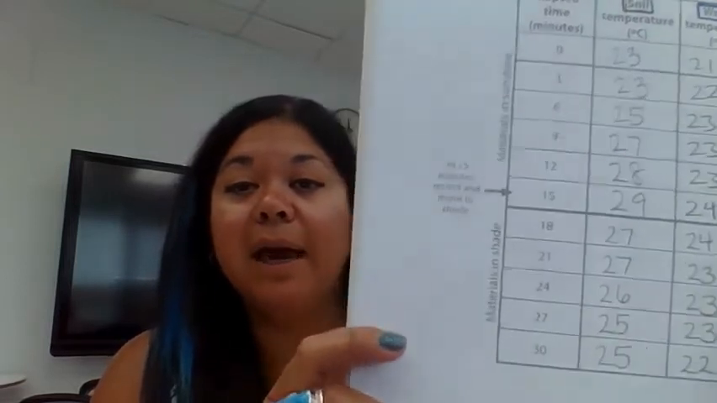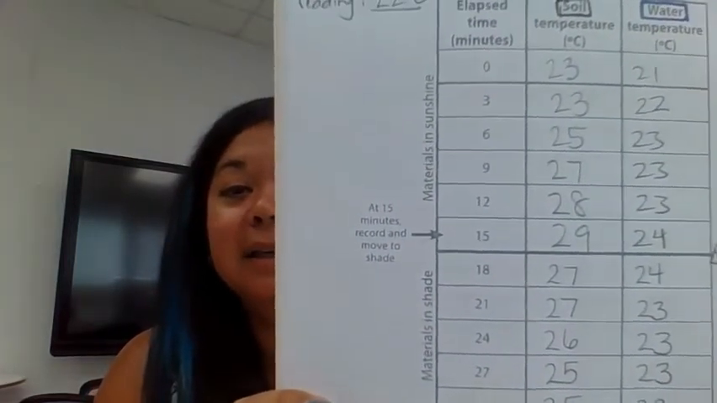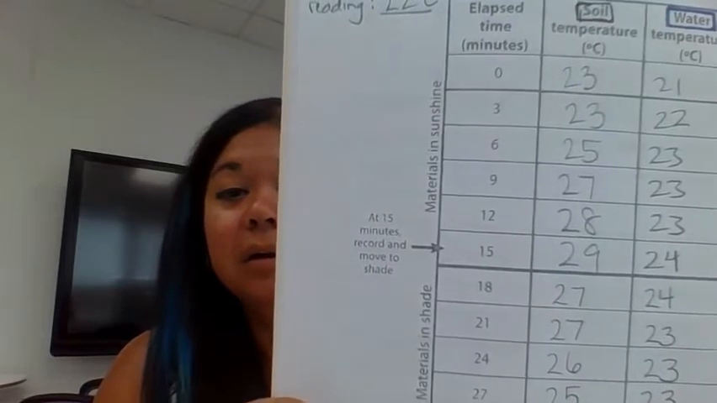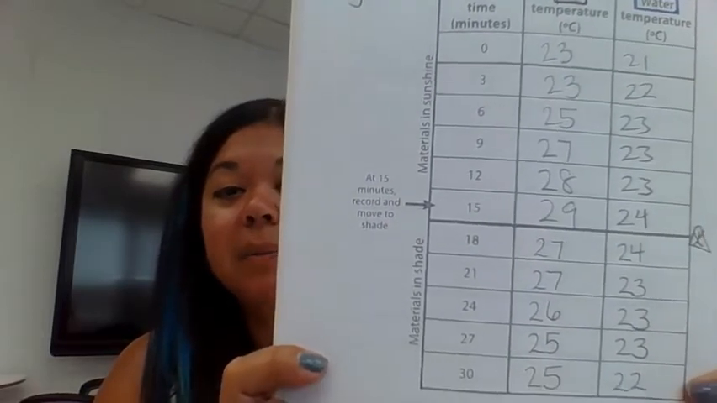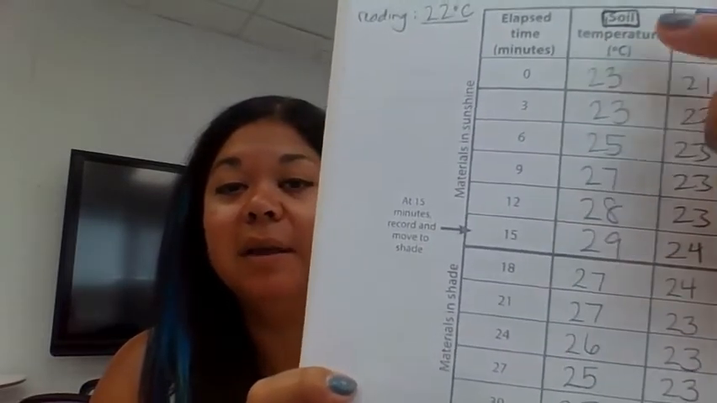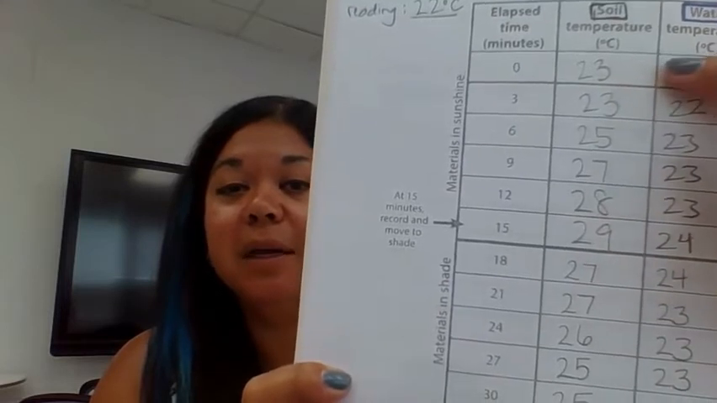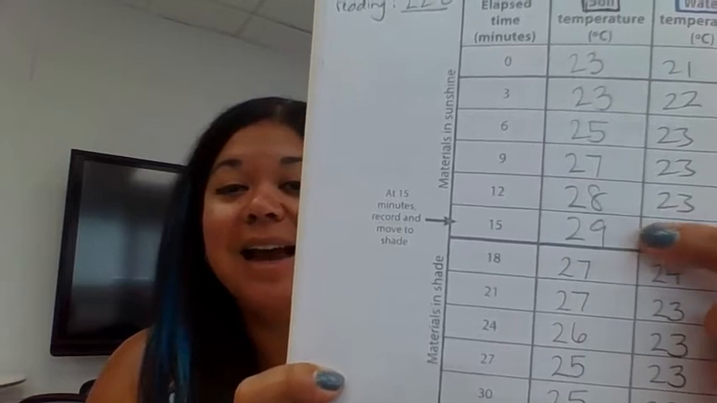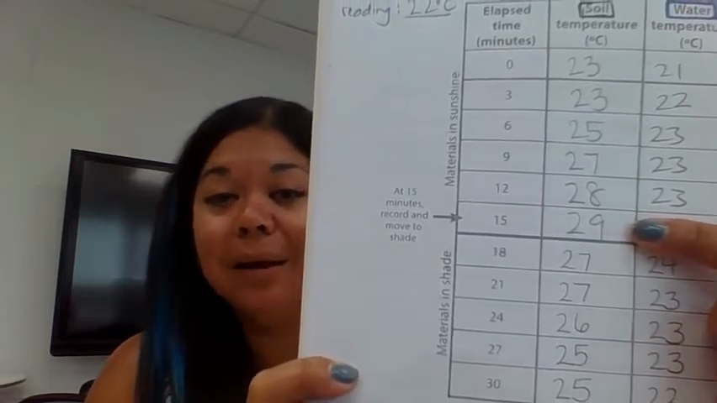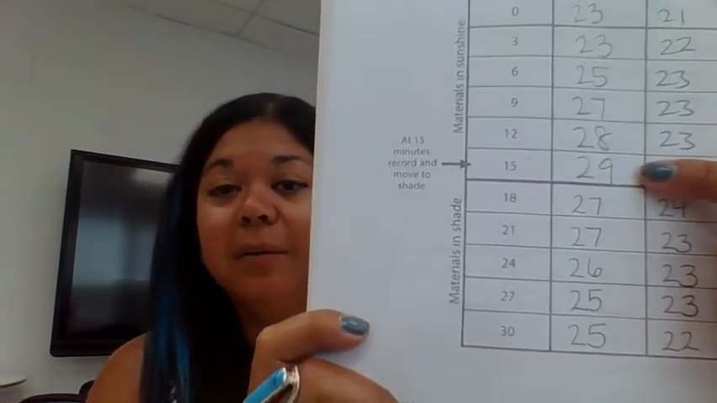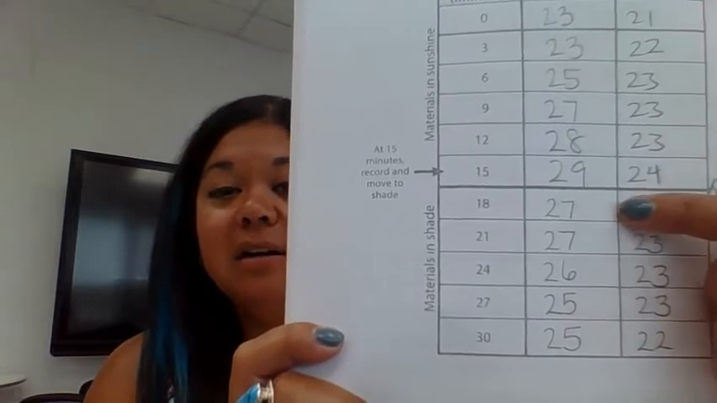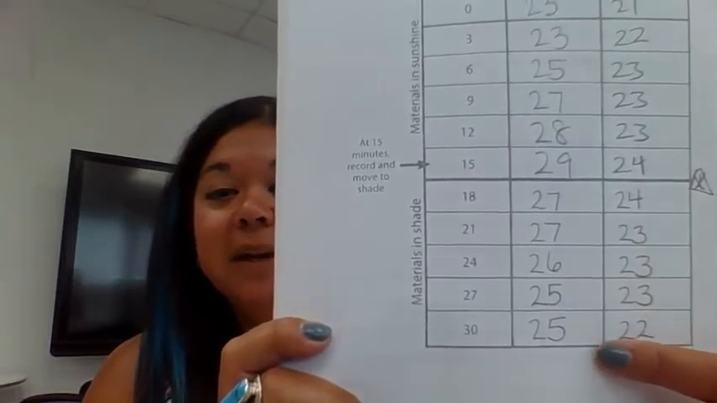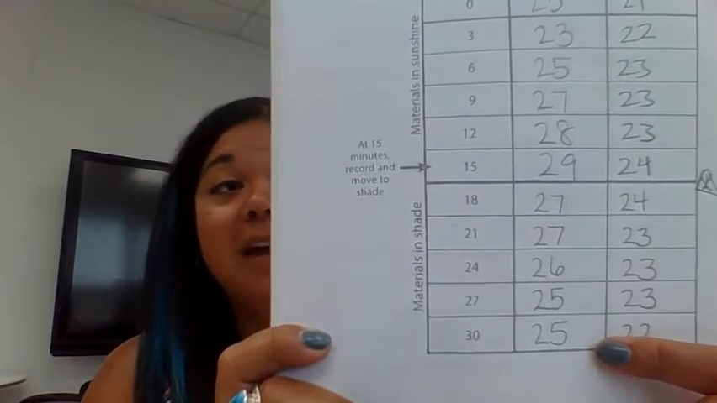By looking at my data, I can see that the soil really heated up much quicker. You can see that my starting temperature was approximately 23 degrees Celsius, and then over the course of 15 minutes, the highest temperature that I got was 29 degrees Celsius. So it rose fairly rapidly. And then when I shut it off, after 15 minutes, it got down to about 25 degrees.